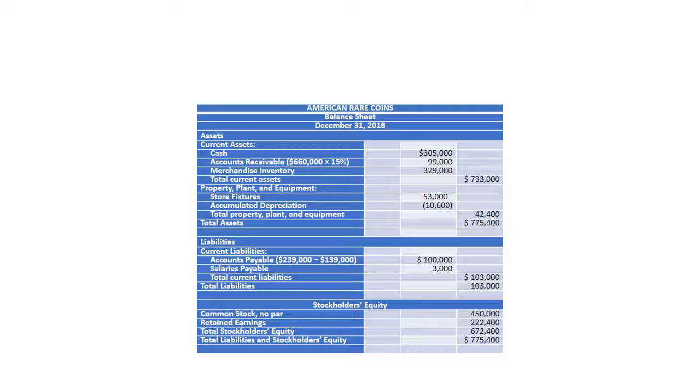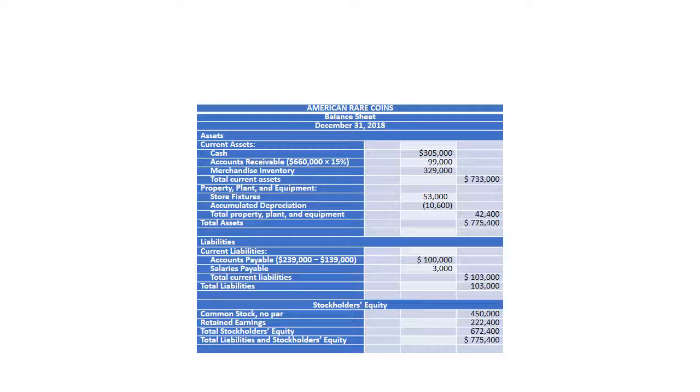The store employs 3 people. The salary expense is debited for $96,000. Salaries payable is credited for $3,000 of it. So that means the other $93,000 was credited to cash. That was the part of the salary expense that was paid out in cash.